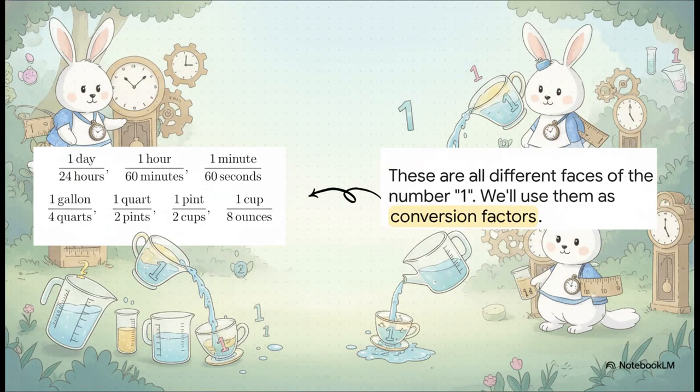This is what I'm talking about. Look at all these different disguises for the number 1. You've got 1 day over 24 hours, 1 gallon over 4 quarts, 1 cup over 8 ounces. Since the top and bottom of each one represent the exact same amount, every single one of these fractions is just the number 1. And each one is a perfect little tool. We call them conversion factors, and they let us change our units without changing the actual value of what we're measuring.